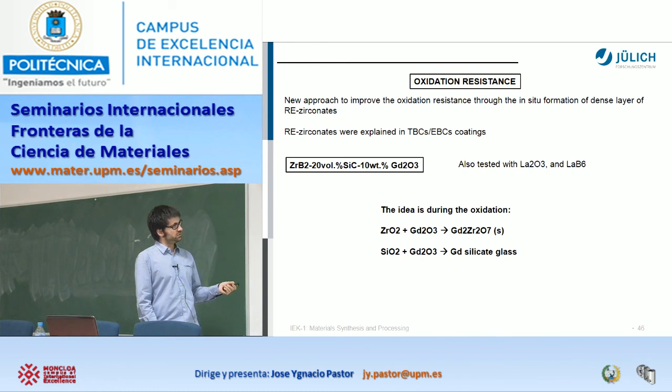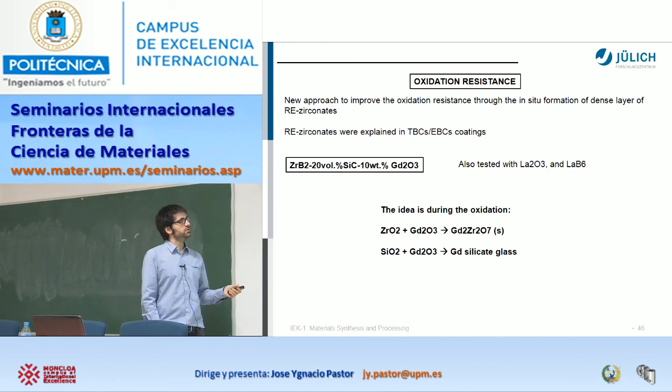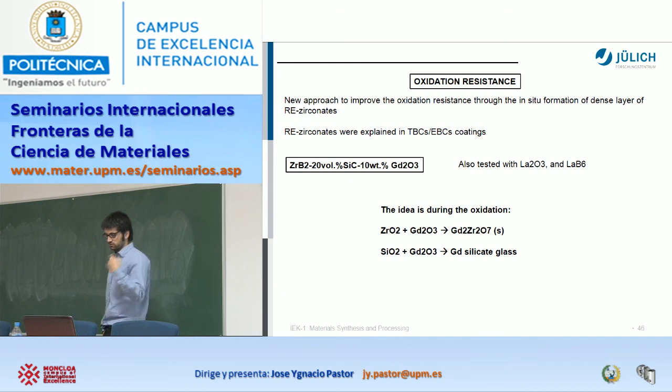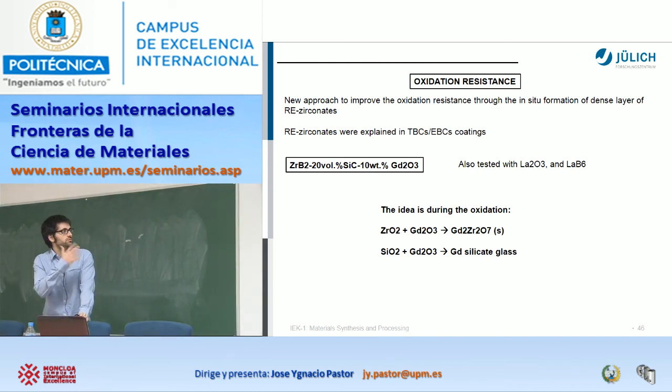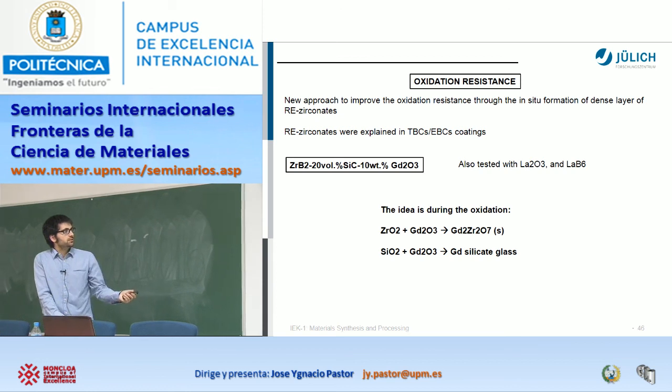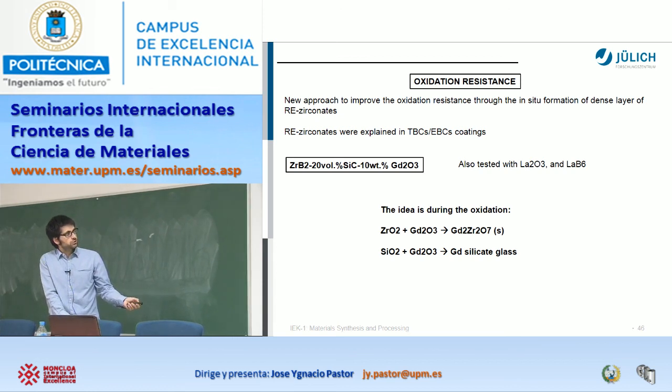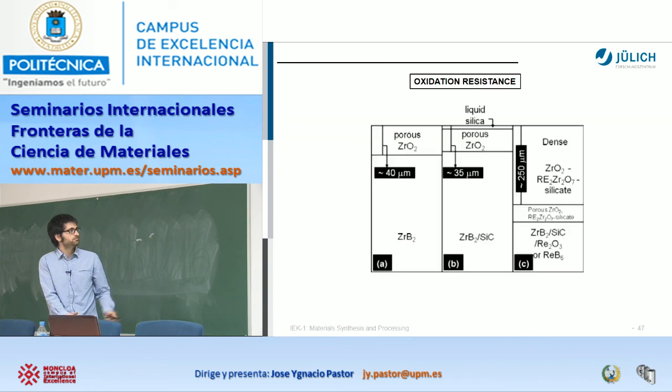What they add is, to the silicon carbide, also 10% of gadolinium oxide, and this is what I told you at the beginning. Just think, because then you can find some solutions, okay? They add this gadolinium oxide in order to promote these reactions. When the zirconium oxide, the porous structure that is formed, reacts with the gadolinium, you get a material that has a really good response against the oxidation, okay?